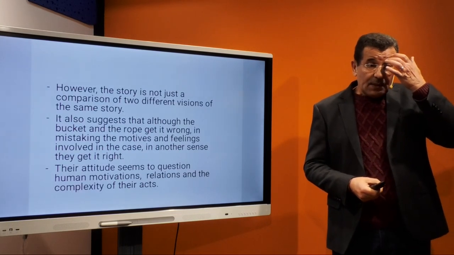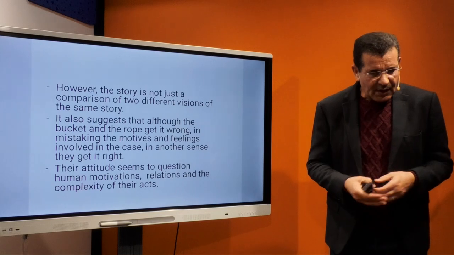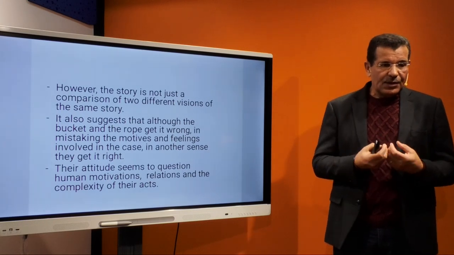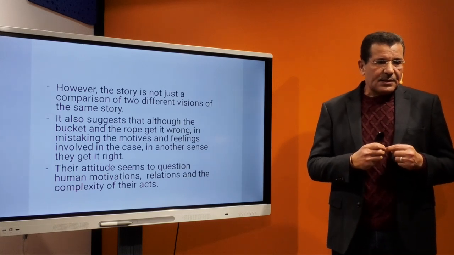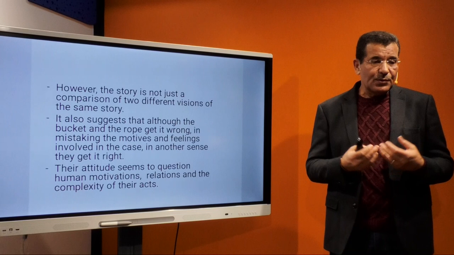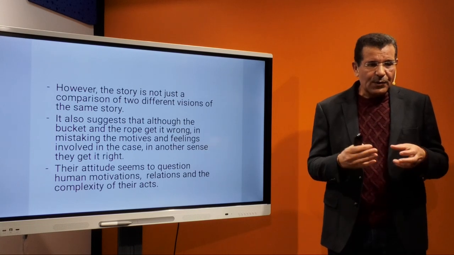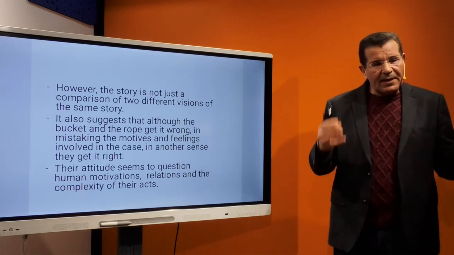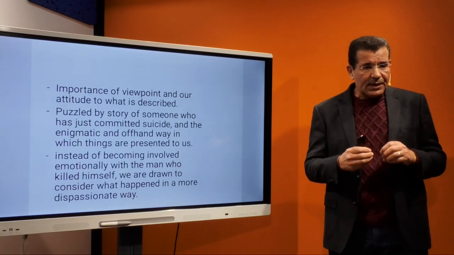The story is not only a comparison of different visions of the same story, but the attitude of the bucket and the rope is to question human motivations, relations, and the complexity of their acts. And when they take it on themselves to discuss the mystery of human attitudes, they take Mr. Dandy as a prototype of humanity, which is in fact wrong as well, because a human being is so complex, so varied in his motivation, and we cannot take one example and base it to explain the whole of humanity. The importance of viewpoint in art is what is described.